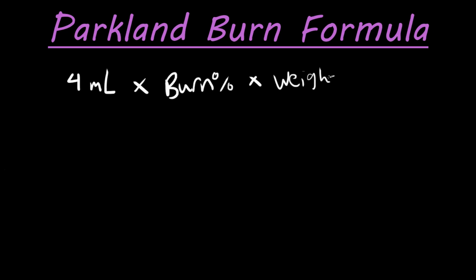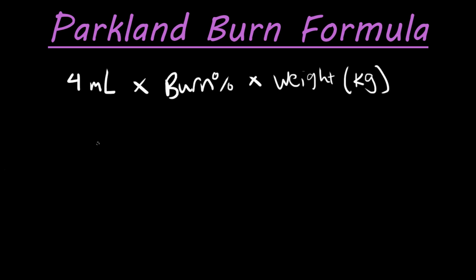It's going to be 4 milliliters times the total burned surface area. So you can estimate this using the rule of nines and get this percentage. So we'll say the burn percent of their body multiplied by their weight in kilograms. And so let's go ahead and try an example of this.